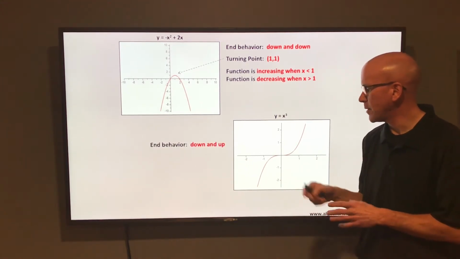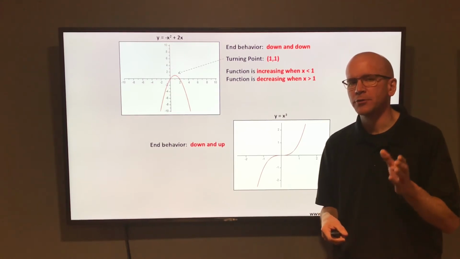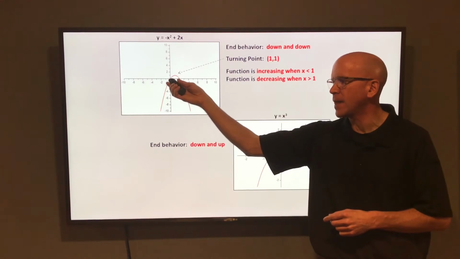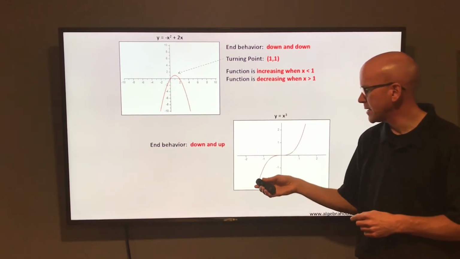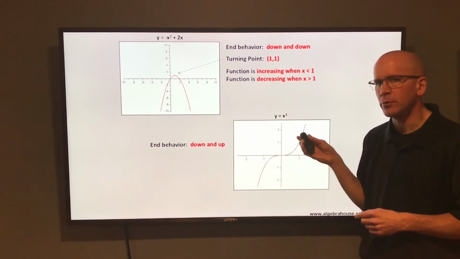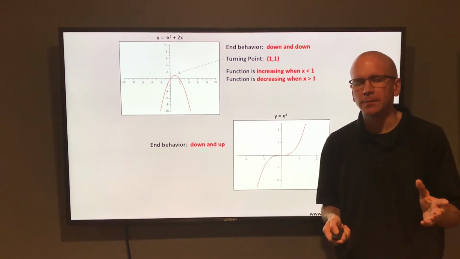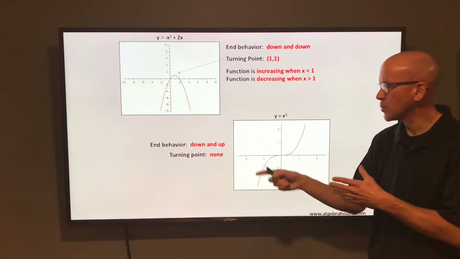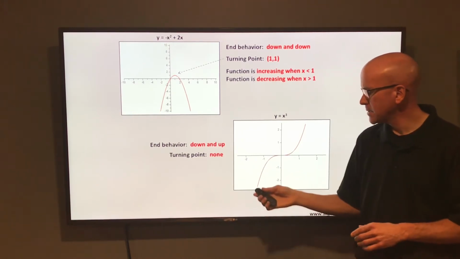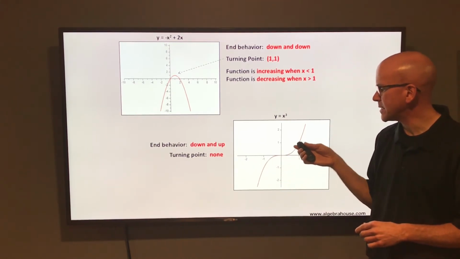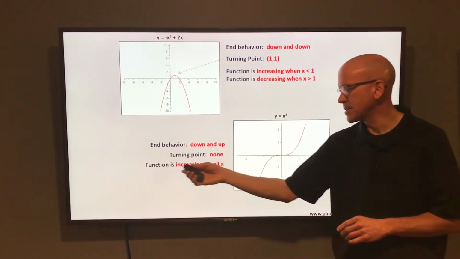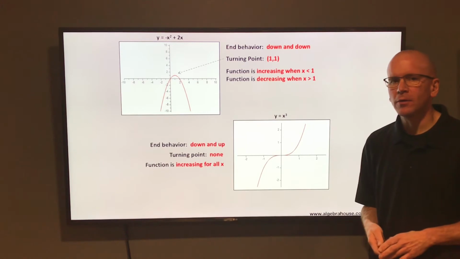As far as the turning points go, you got to be careful on this one. A turning point is when it completely turns and goes in the other direction, like this did back here. That is a turning point. But this continuously flows through. There is no change of direction. So there is no turning point. And then since there is no turning point, that means this function is consistently increasing for all values of x. So the function is increasing for all values of x.